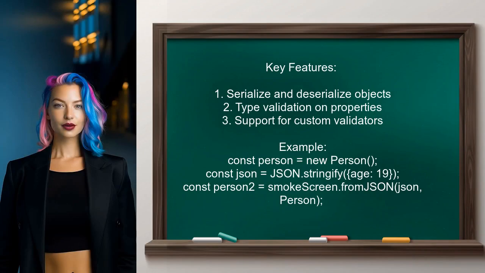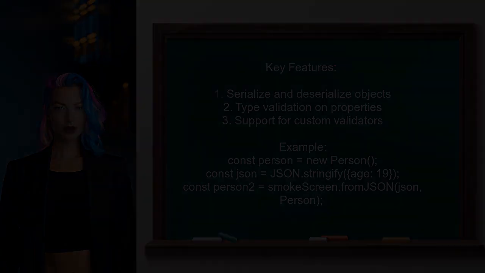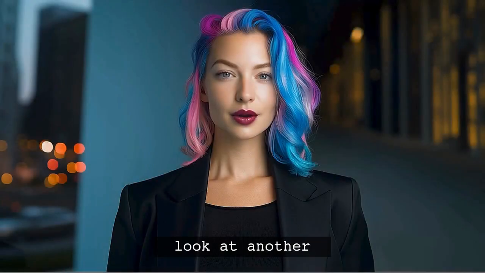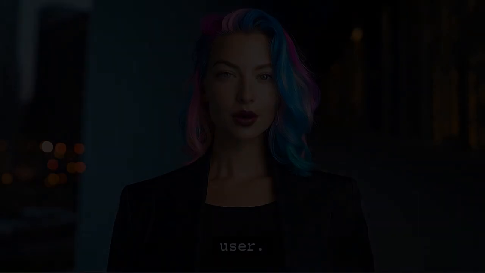With Smokescreen, you can serialize a person object into JSON and deserialize JSON back into a person object. It also performs type validation, ensuring that properties like age are of the correct type, and it can handle custom validators and null checks. Let's take a look at another answer from another user.